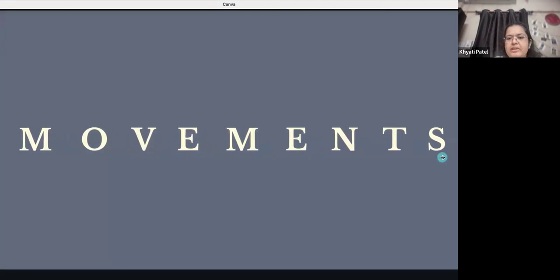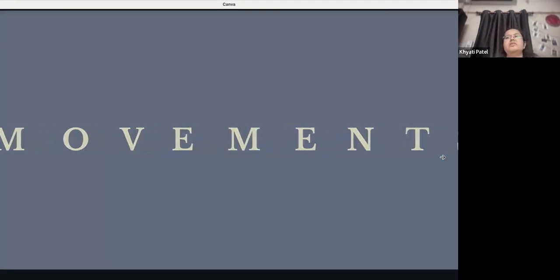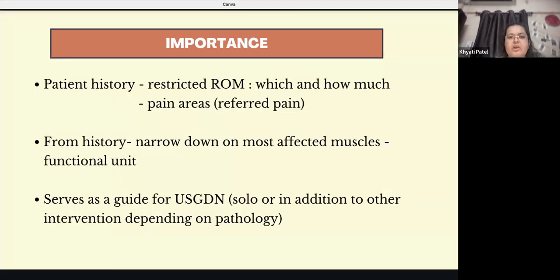So we'll begin with the movements of the shoulder and the muscles responsible for those movements. Why knowing that is important is because the patient will give you a history about restricted range of movement, that he or she cannot do this particular thing. From there, you can narrow down on the most affected muscle and figure out which functional unit is affected, and that will serve as a guide when you do ultrasound guided dry needling. If it is myofascial pain, you will only do needling, and if it is something else, then you will do some intervention in addition to ultrasound guided dry needling.